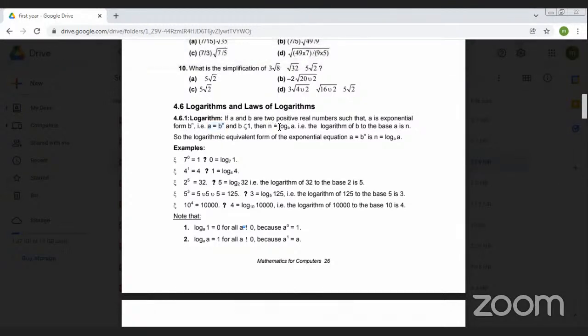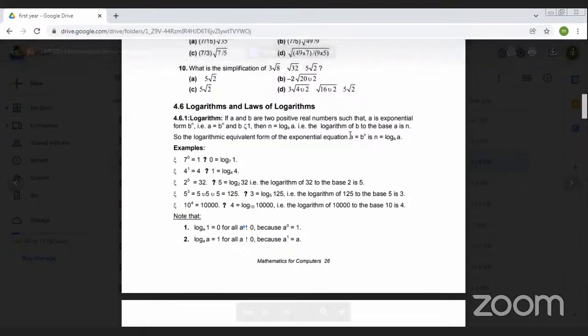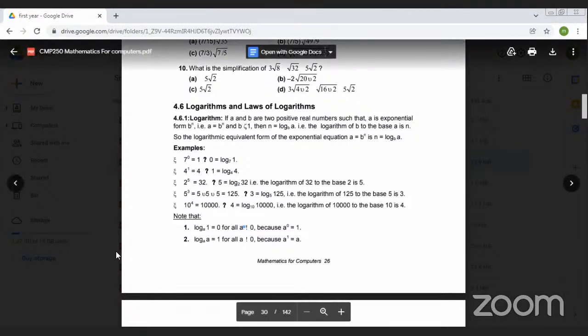So then we represent n equals log. Now, how do I read this sentence? It is written as log root of b to the base a is what? N. So the logarithm equivalent form is a equals b raised to n. So it can be represented in which form? N is equal to log to the base b of a.